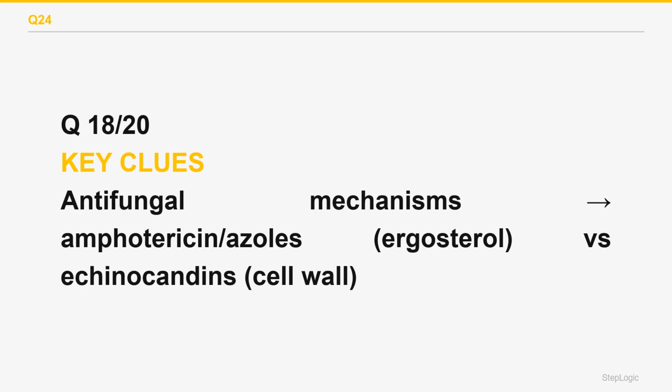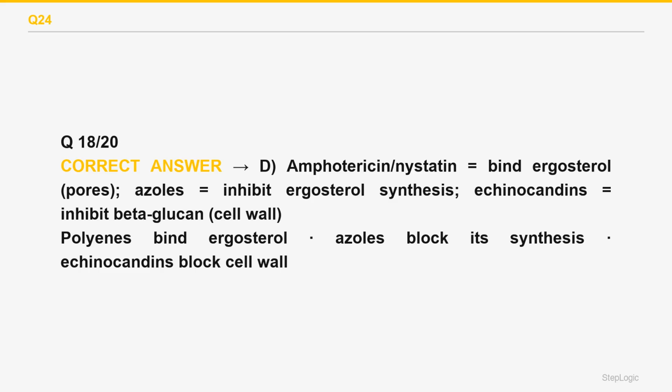The azoles, fluconazole, itraconazole, voriconazole, ketoconazole, inhibit ergosterol synthesis by blocking lanosterol 14-alpha-demethylase, a fungal P450 enzyme. The echinocandins, caspofungin, micafungin, inhibit synthesis of beta-glucan, a component of the fungal cell wall. The correct answer is D.